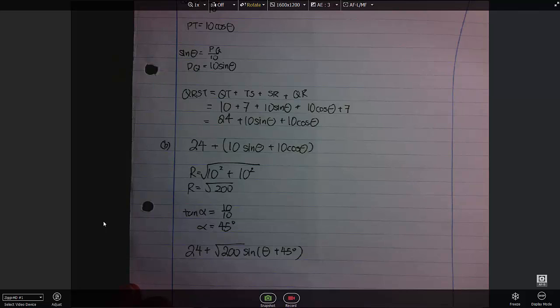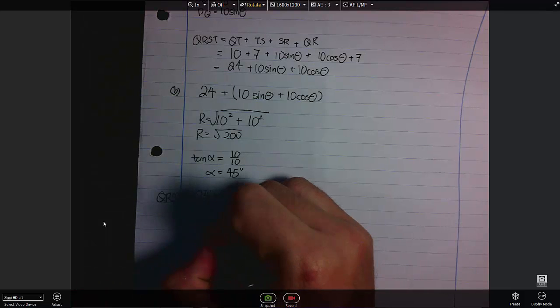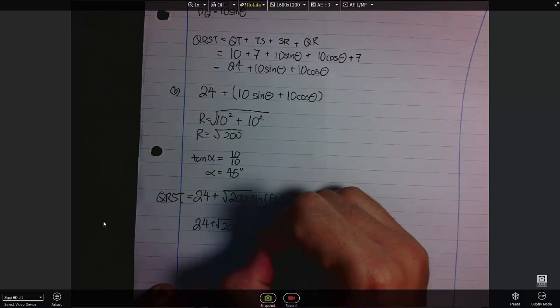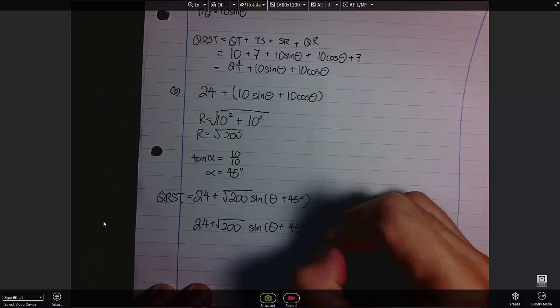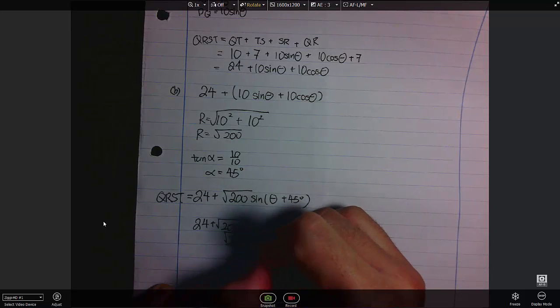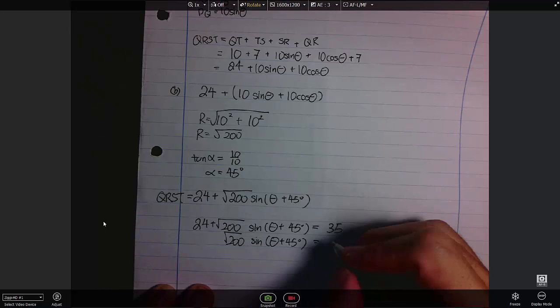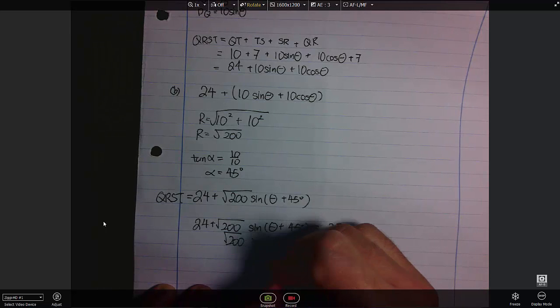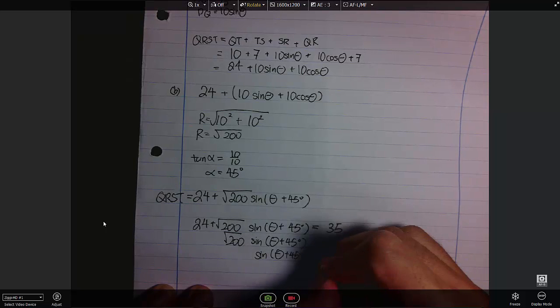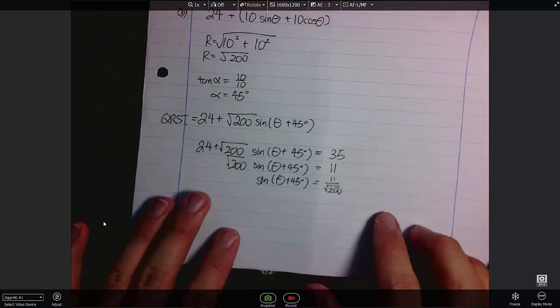Now they ask us to find the value of theta for which the perimeter of QRST is equal to 35 cm. So I say 24 plus square root 200 sine theta plus 45 degrees is equal to 35. Simplifying, I get root 200 sine theta plus 45 degrees is equal to 35 minus 24, which is 11. Sine theta plus 45 degrees is 11 over square root of 200. So far so good.